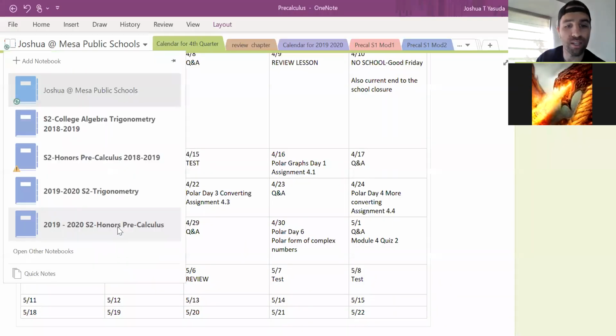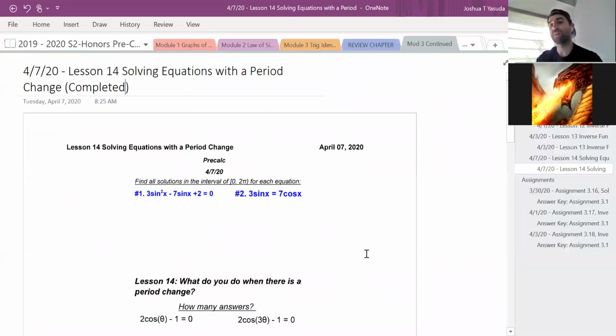Okay, all right. So here we go, ladies and gentlemen. We are going to jump on to OneNote, and I'm gonna look at that. I was planning out our schedule for the rest of the year this morning.